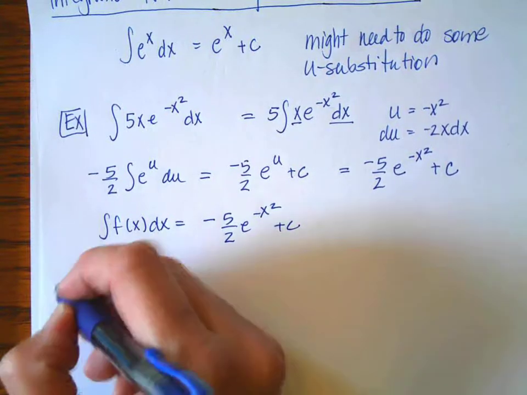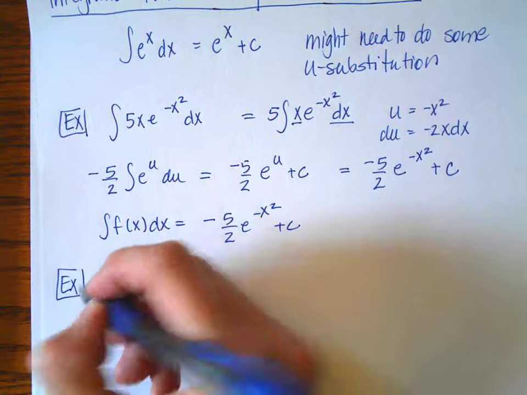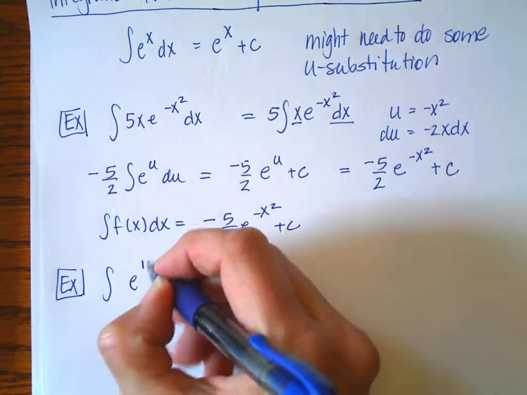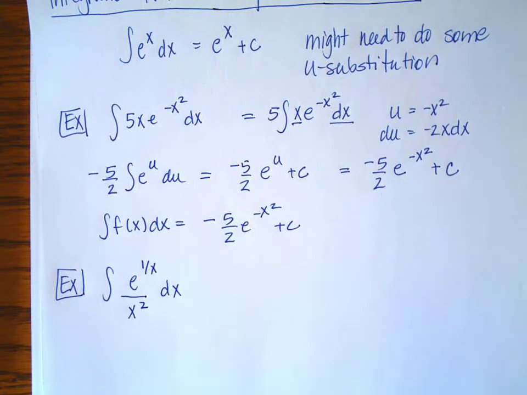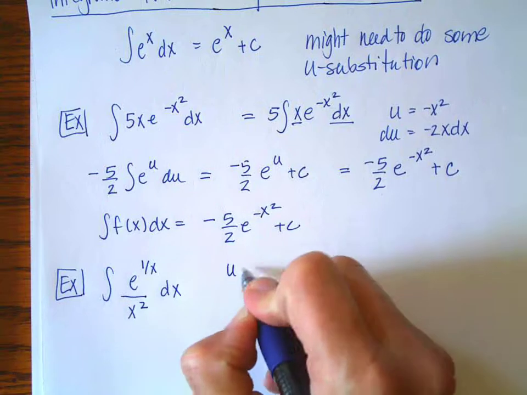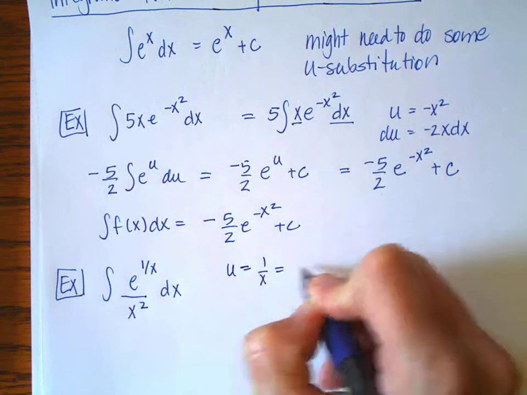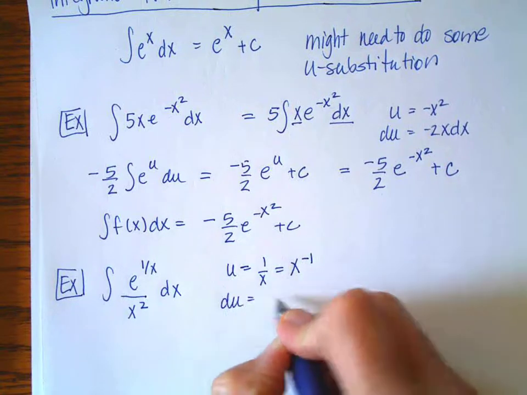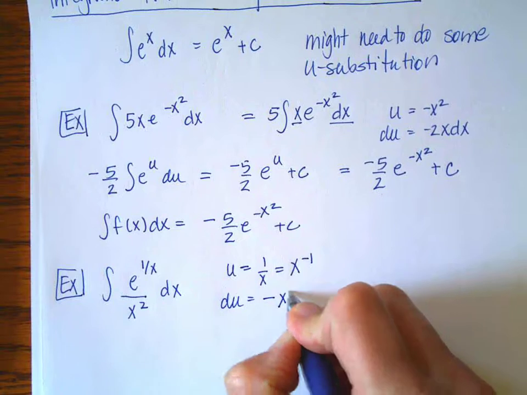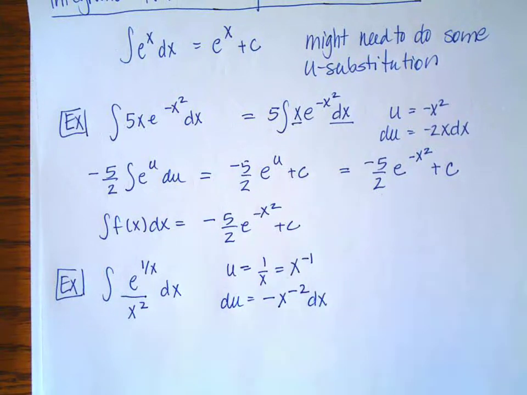That's pretty easy. For our second example, I have the integral of e to the 1 over x squared dx. So again, I'm probably going to have to do some u substitution. Remember, if you choose something to be u and it doesn't work, you don't panic. You just start over and choose a different u. Well, in this one, I'm going to let u equal 1 over x, and I'm going to write that as x to the negative 1. So then my du is going to be a negative x to the negative 2 dx.